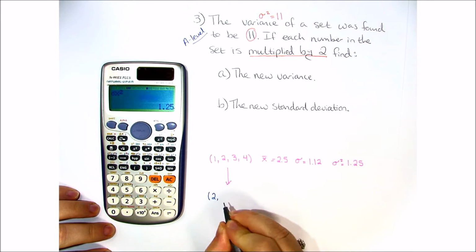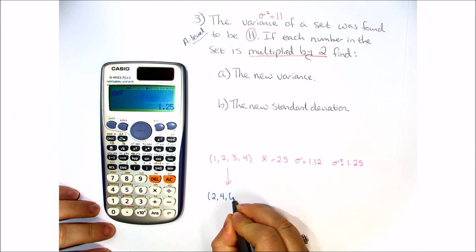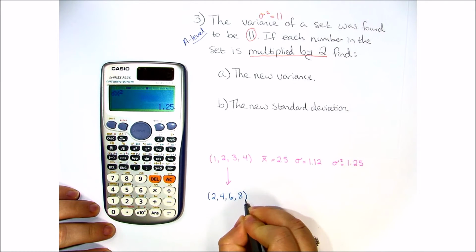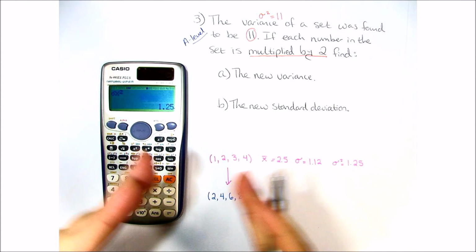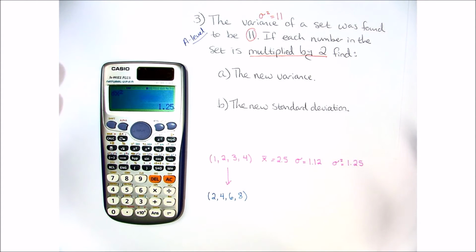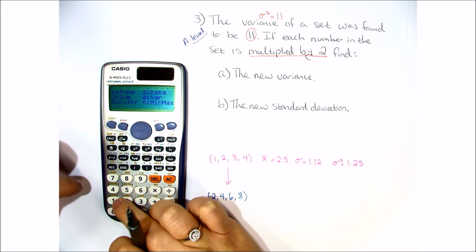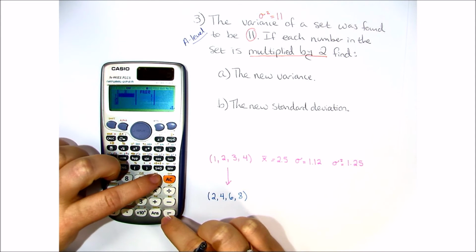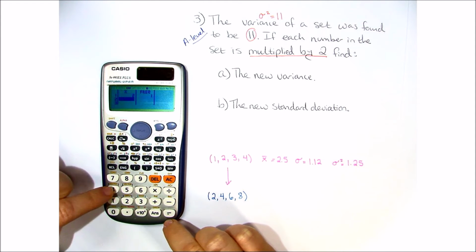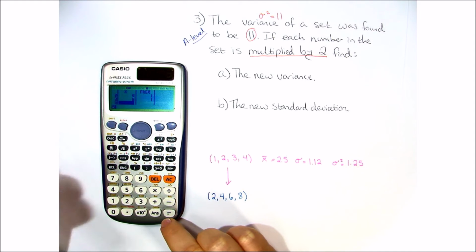Now, if we multiply each number by 2, that means that instead of having 1, 2, 3, 4, we have 2, 4, 6, 8. In other words, the distance between each number increases by a factor of 2. So we're going to put this now in our data. 2, 4, 6, and 8.